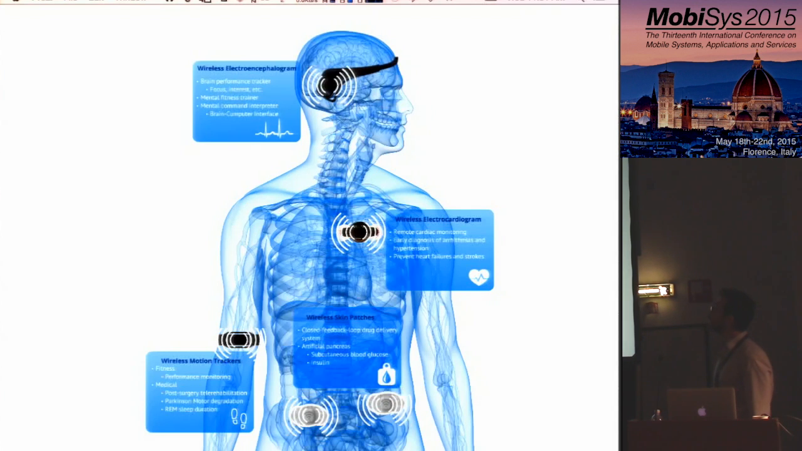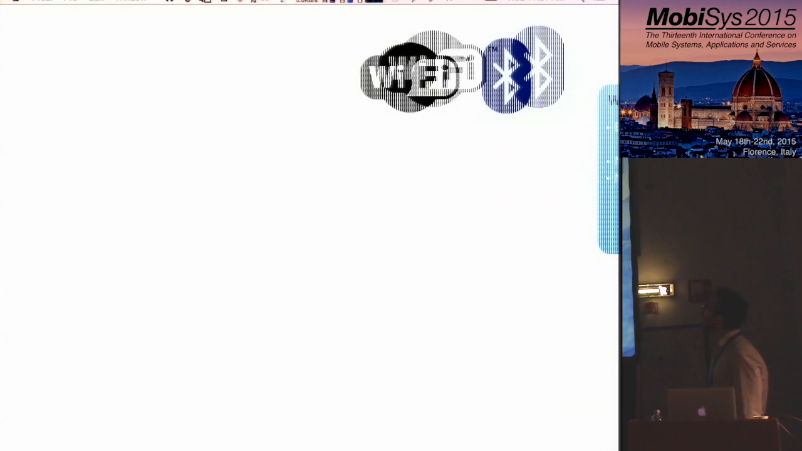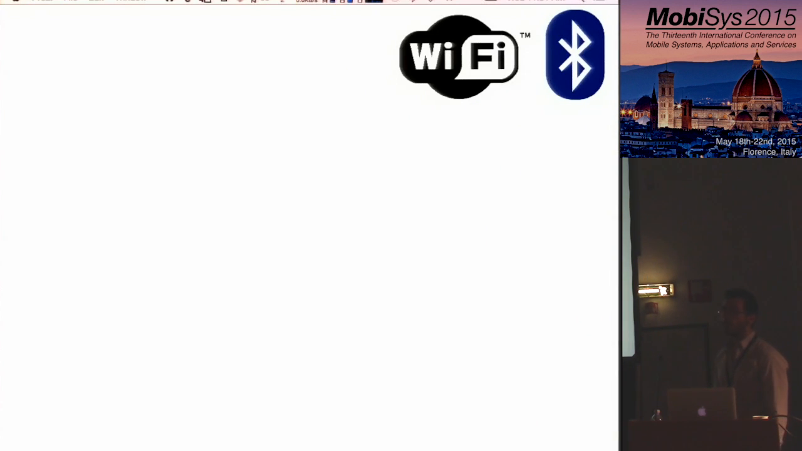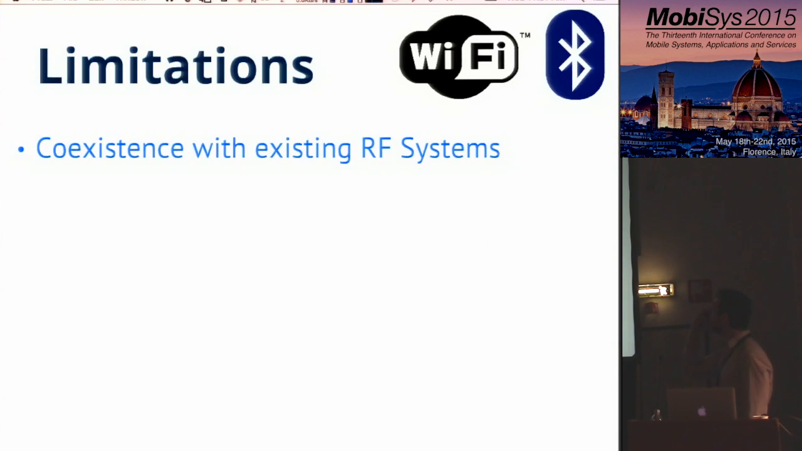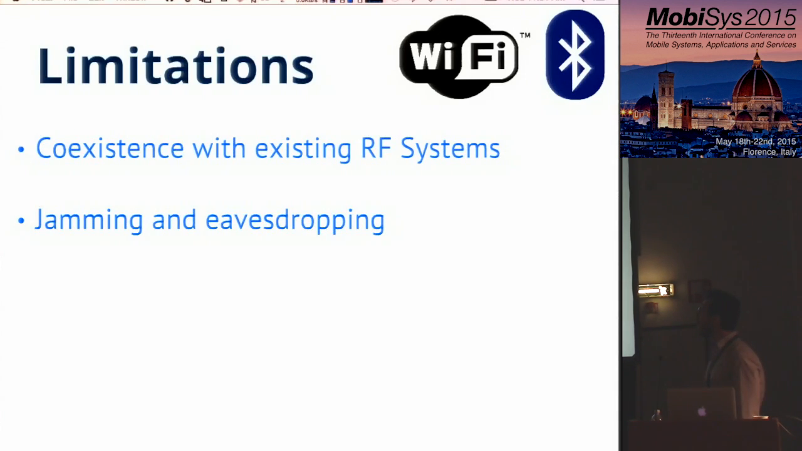Today, these devices communicate using radio frequency electromagnetic waves. Specifically, they use technologies such as Bluetooth or Wi-Fi. Now, these technologies, however, come with some limitations. First of all, the RF spectrum is already crowded with many interfering devices. So coexistence with existing RF systems is a big problem. Moreover, RF communications can be easily jammed and eavesdropped. For example, any smart kid with a very inexpensive radio can jam an RF communication.